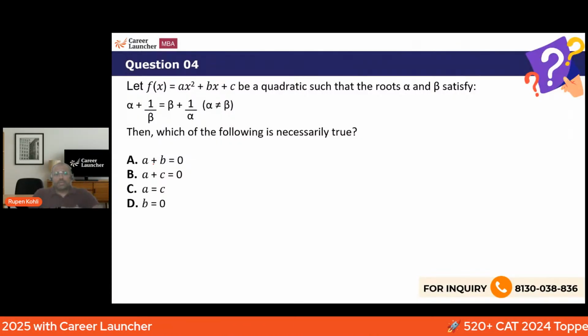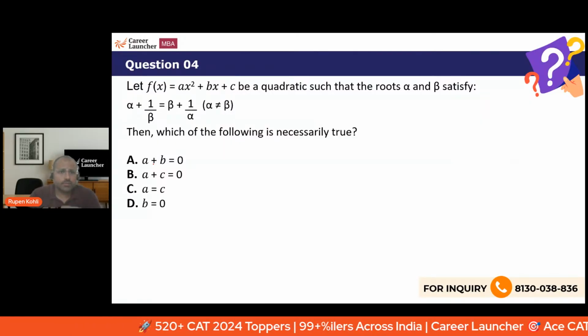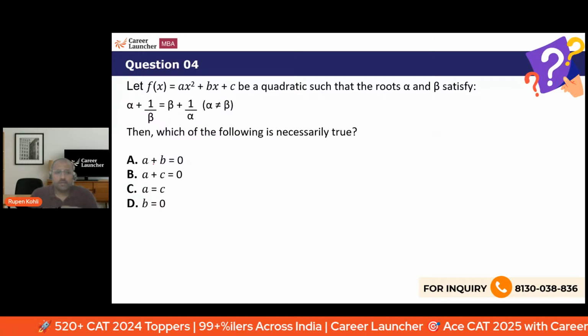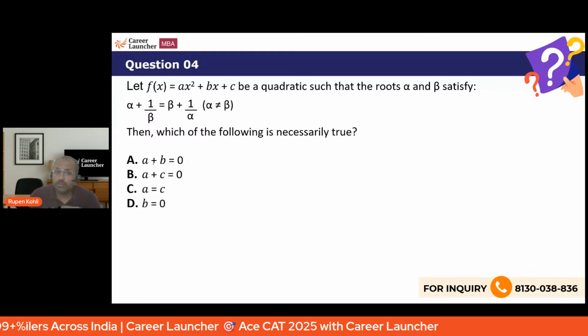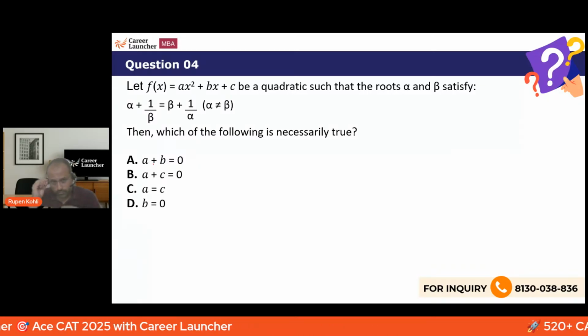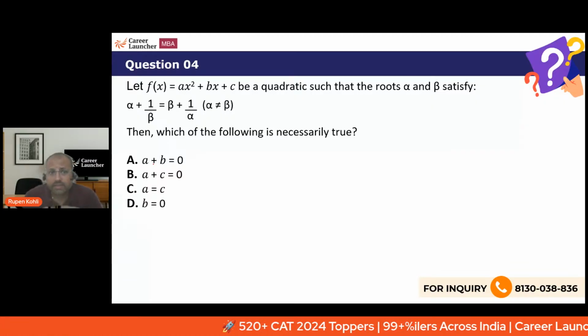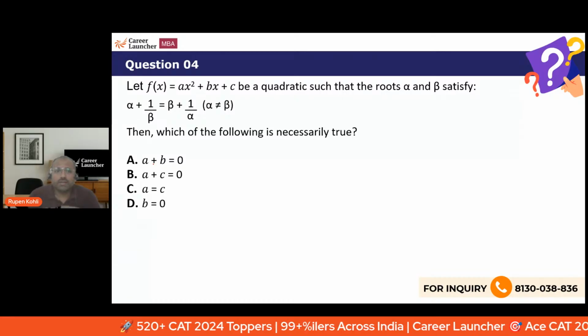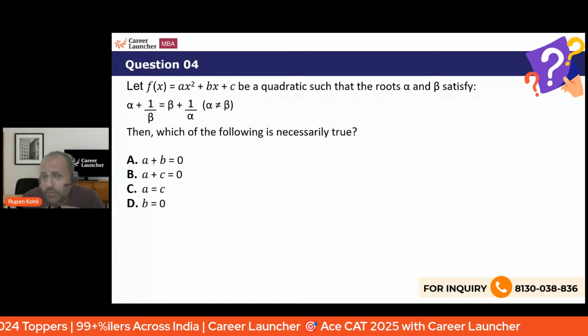Let f(x) equal to ax squared plus bx plus c be a quadratic such that the roots alpha and beta satisfy some condition given over here: alpha plus 1 by beta equals beta plus 1 by alpha, and also alpha should not be equal to beta. Then which of the following is necessarily true? So basically there is a condition on the roots of a general quadratic function, and then we have to derive what kind of condition must be there with regards to the coefficients of the quadratic.